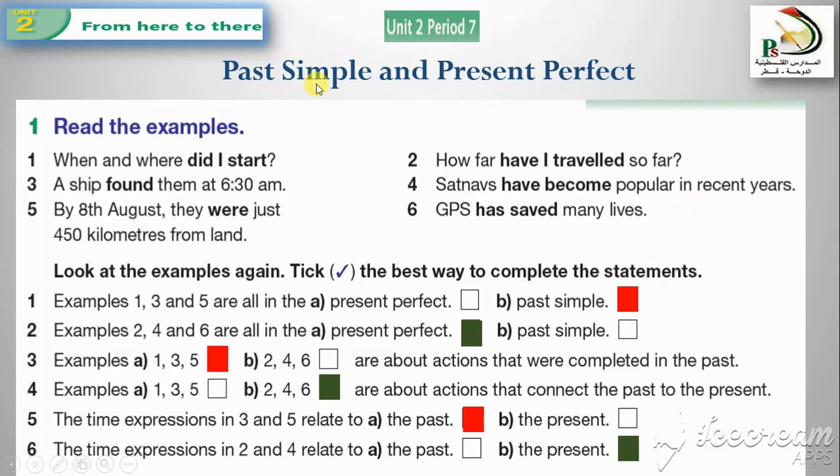Past simple, no connection to the present. It shows the series of actions which finished in the past. Whereas the present perfect gives you a clear image of the actions that are unfinished and they have strong connection to the present.